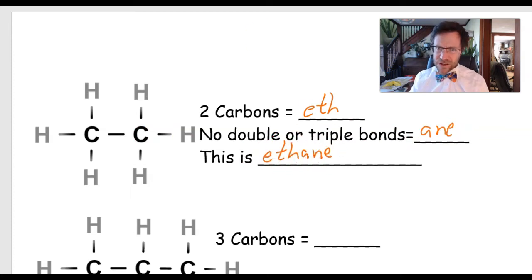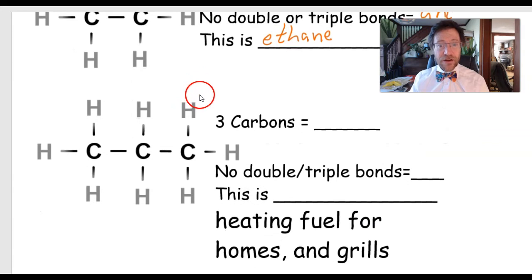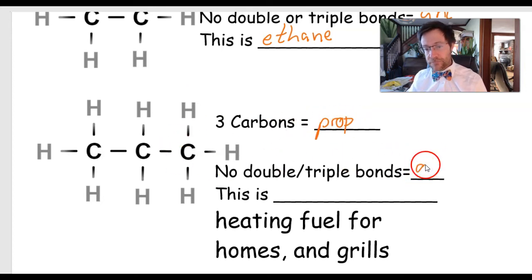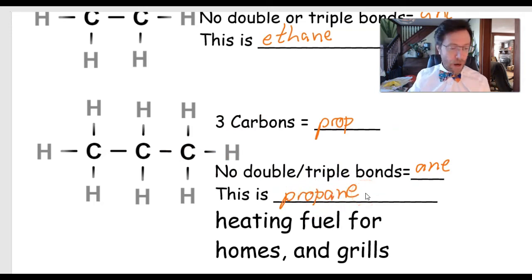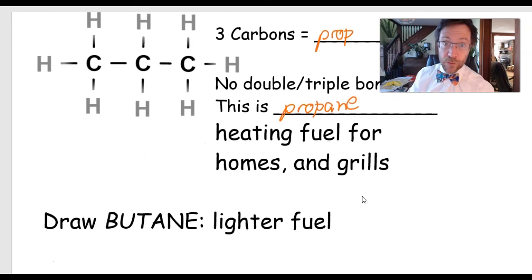You guys see how this works? Are you picking up the pattern here? This next one, I have a feeling you're gonna be able to figure it out. 3 carbons, prop, all single bonds. This is propane. Barbecue gas. We love us some propane up in here. Hank would be proud.